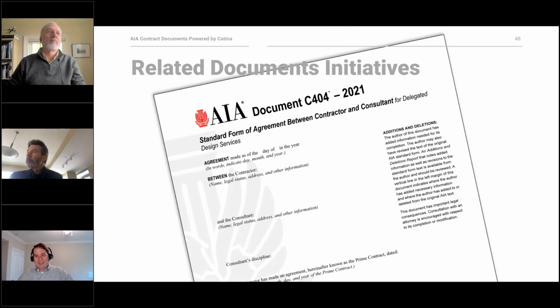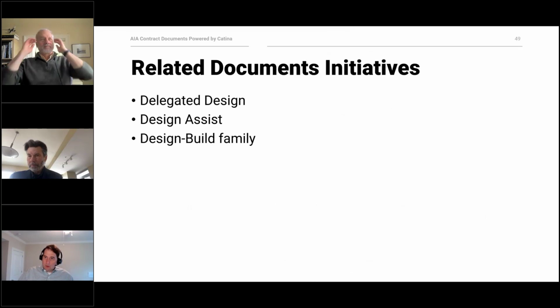That's going to be reflected in the C404, so we have a standard form agreement for those. These are for the contractor to hire its delegated design consultant. Essentially, these are developed based on what we have in the A201.